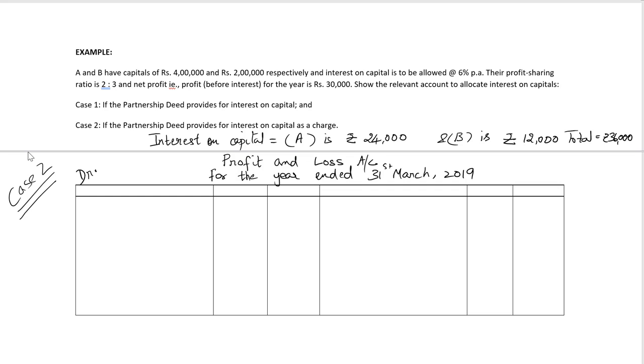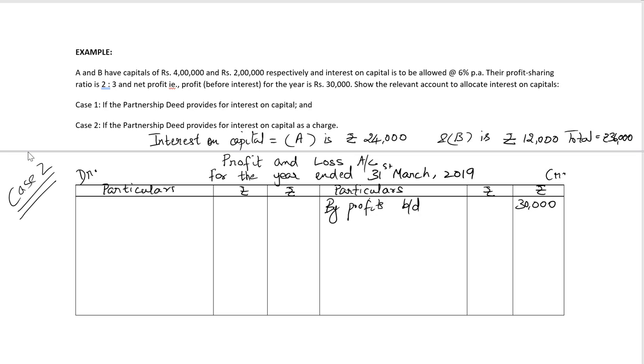Left side, debit side, right side, credit side. On each side, particulars, the inner column and the outer column. Again on the credit side, particulars and the inner column and the outer column. We will bring down the profits by profits brought down. The amount of profits brought down is 30,000.